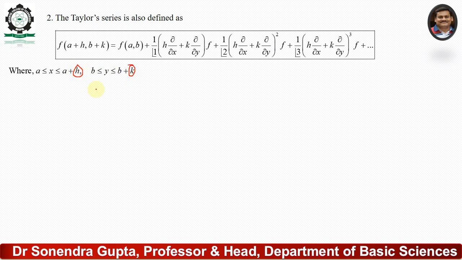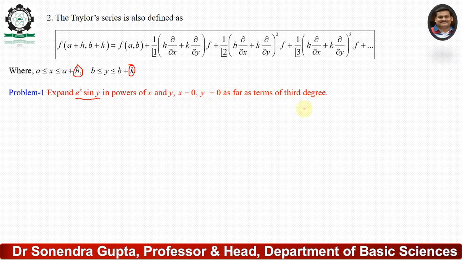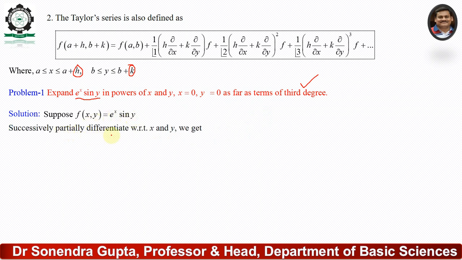Now we discuss the first question: expand e^x sin y in powers of x and y, where x = 0 and y = 0, as far as the terms of the third degree. That means we expand using Taylor's theorem for two variables up to a third degree polynomial. So first, given f(x, y) = e^x sin y, we successively partially differentiate with respect to x and y up to the third degree.